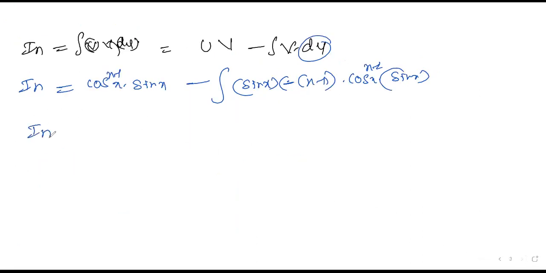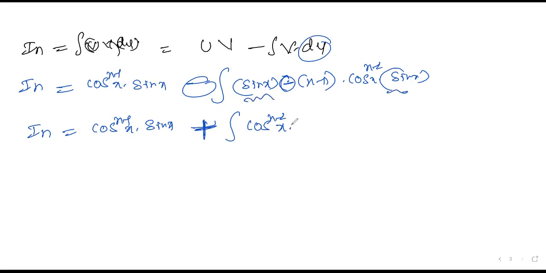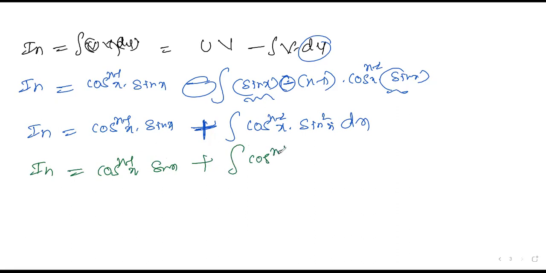Let you continue that. In is equal to cos power n minus 1 x into sin x. Here it is minus into minus, it becomes plus. Then integration, this you write cos power n minus 2 x into sin x into sin x, it has sin square x. Still no problem. It is very clear. Next continuation, I'll write In is equal to cos power n minus 1 x into sin x plus integration cos power n minus 2 x dx.